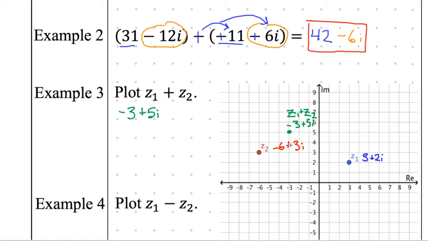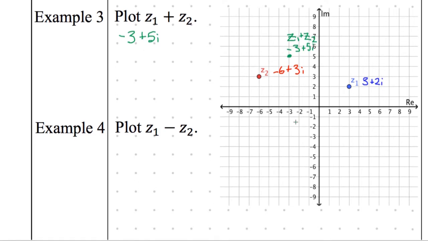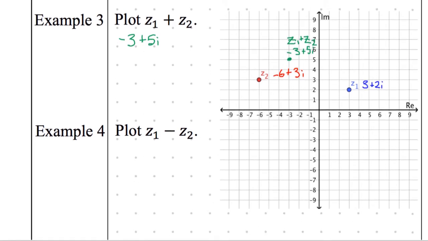Either way of labeling it is fine. On Khan Academy, you just literally drag a point. You don't need to label it. All right. This one I am going to do in orange.